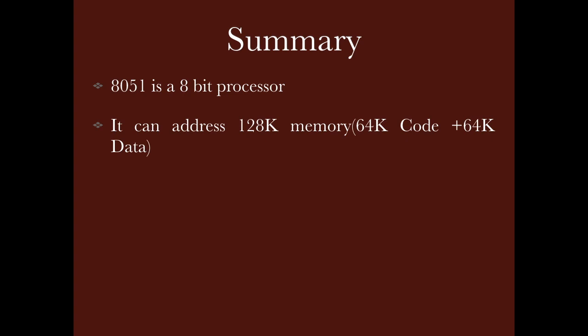Let's summarize the microcontroller. It's an 8-bit processor, that is, it does all the operations on 8-bit data. It can address 128K of memory, that is 64K of code memory and 64K of data memory. On-chip memory available is 4K of ROM and 256 bytes of RAM. This 256 byte RAM actually includes 128 bytes of SFR and 128 bytes of general purpose RAM.